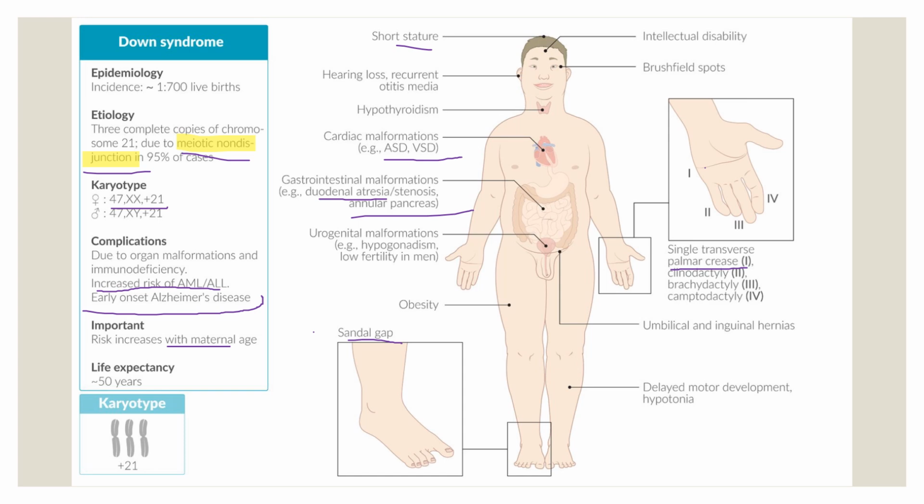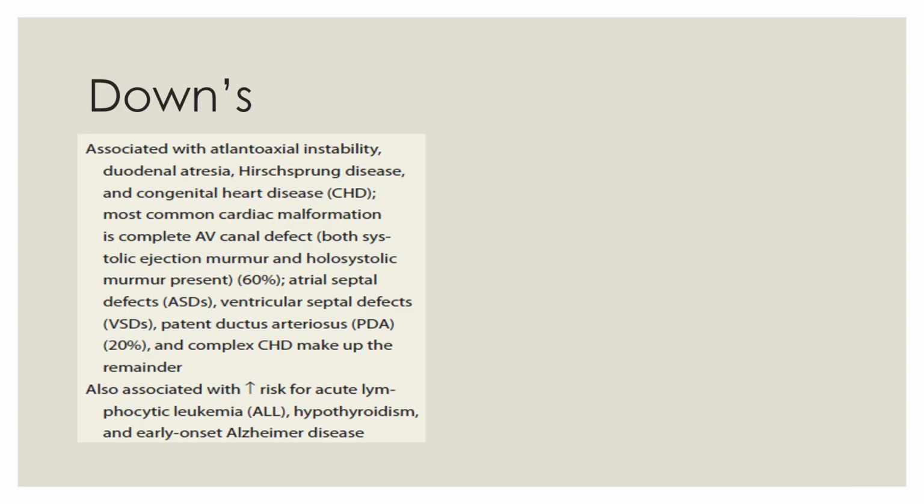These are different terms. Mainly, you have to remember they have a short stature, epicanthal fold, upslanting of eyes. They have ventricular septal defects, duodenal atresia, and annular pancreas. They can have a sandal gap or a palmar crease, and they have early onset Alzheimer's and increased risk of AML and ALL. And the term for the problem with their trisomy is meiotic non-disjunction.